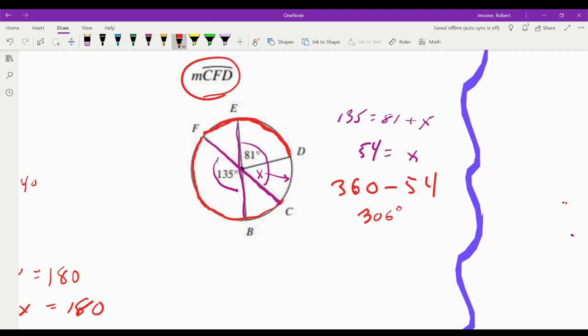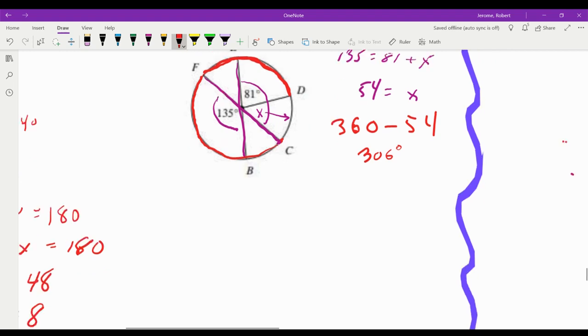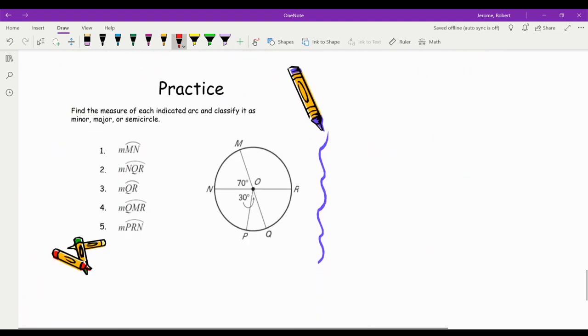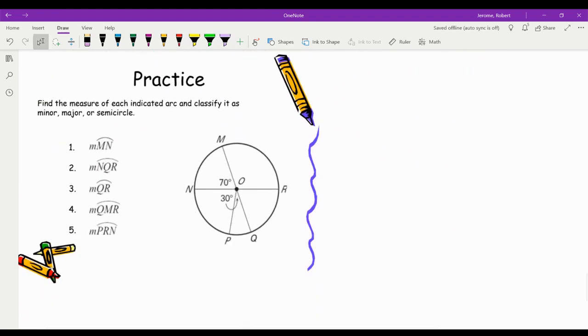Okay. So let's put a couple practice problems into one picture. All right. Try these out. Come back to the video. So go hit pause. And now we can go over them.